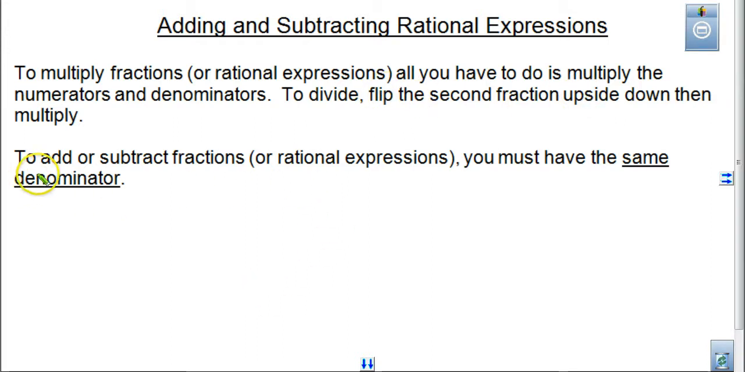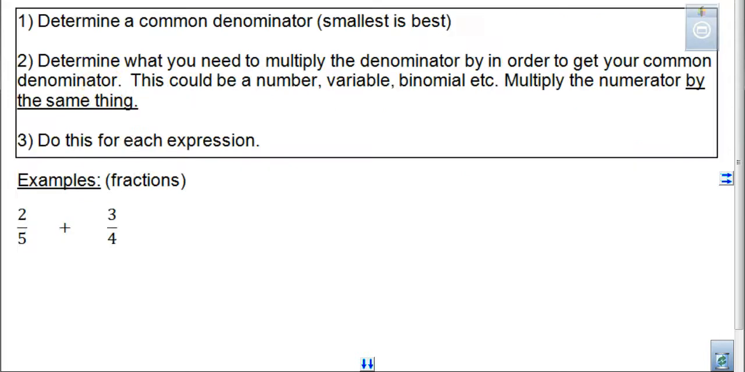we multiplied. For adding or subtracting fractions, or rational expressions as well, we have to make sure that we have the same denominator. We can't just add them up together right away. They have to have the same denominator. So step one will be to determine a common denominator. So we want to determine a common multiple of both denominators that we can convert both of them into.